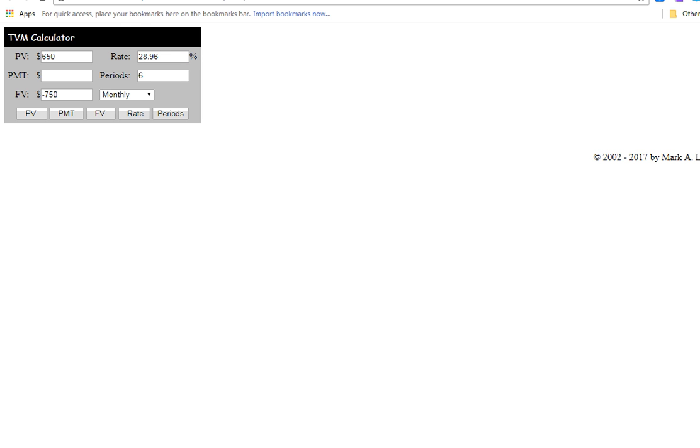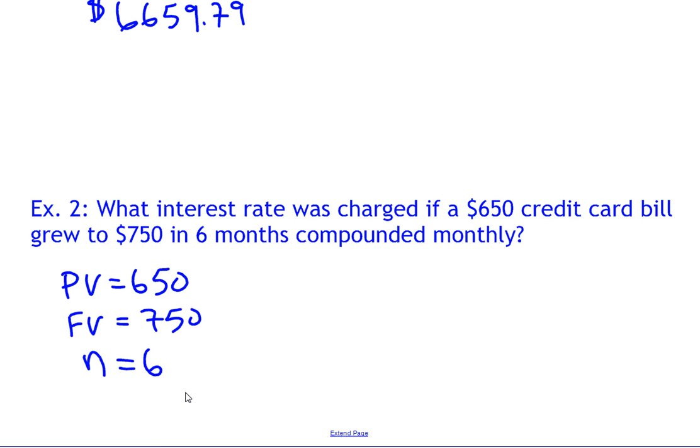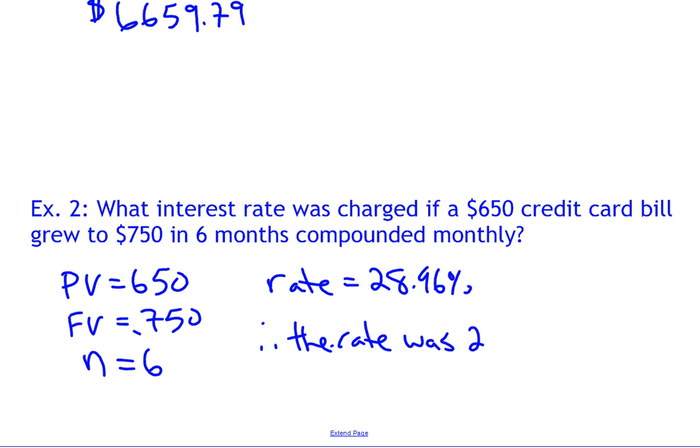So if we go back, again, it doesn't matter. One of these two should have been negative. And then the rate was equal to 28.96%. So therefore, the rate was 28.96%, probably round that to 29%. And that's how you use a TVM solver. It works for any, we just use it to find a couple of things, but it works for any parts of these equations.